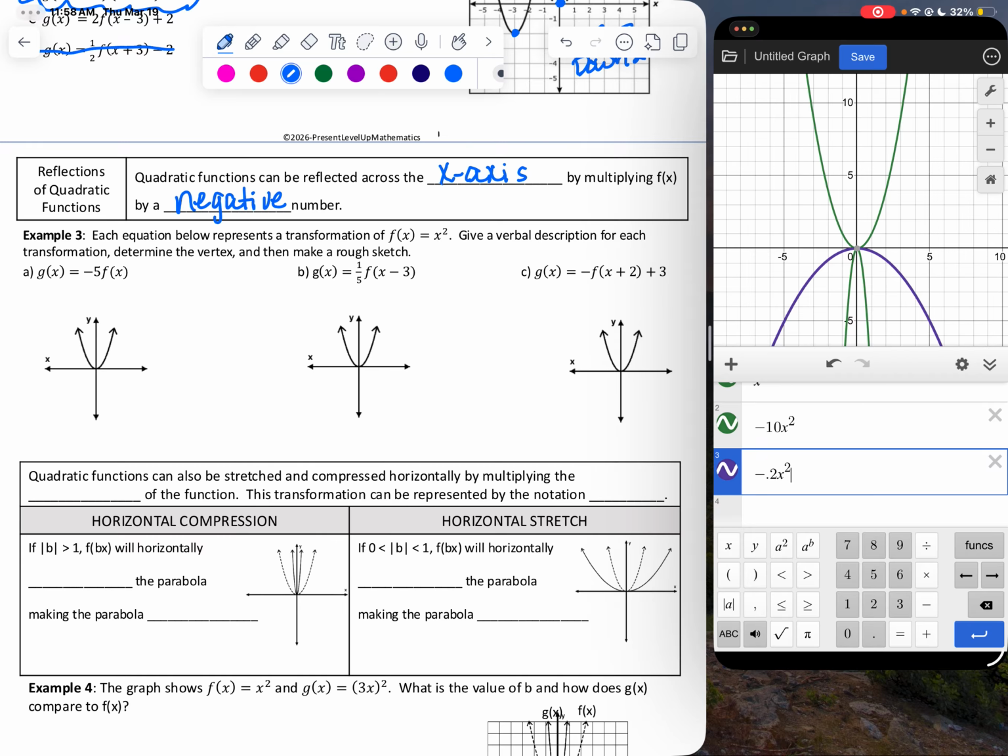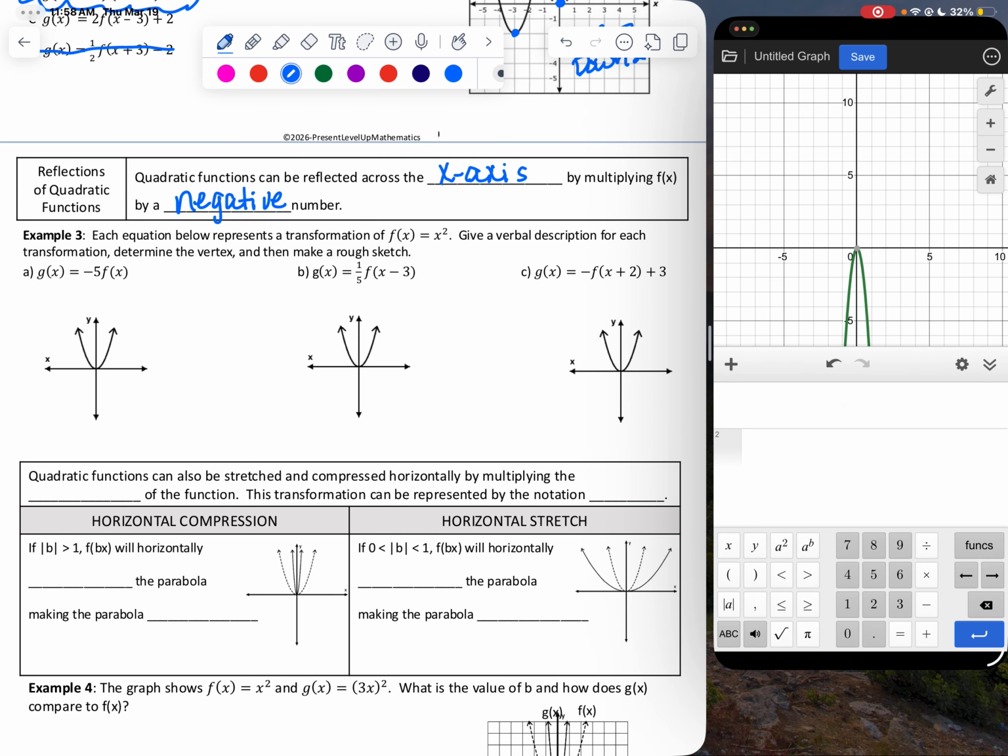So in example 3, it says each equation below represents a transformation of f of x equals x squared. Give a verbal description for each transformation and then determine the vertex and make a rough sketch. So we have, in our first problem, g of x is equal to negative 5 times f of x. Well, because of the negative, we know it's going to reflect across the x-axis.